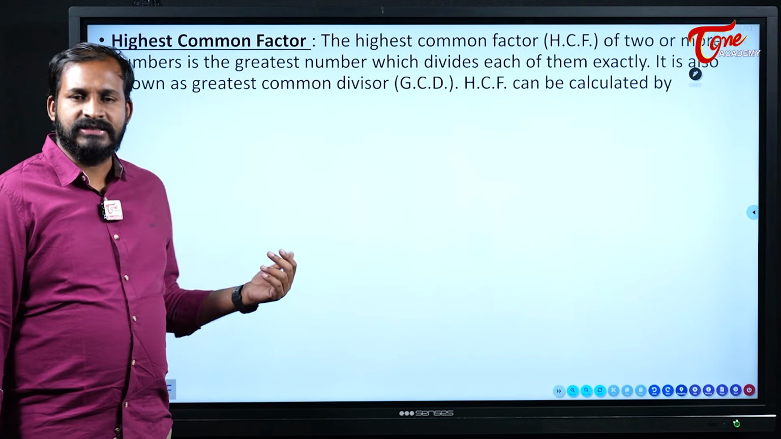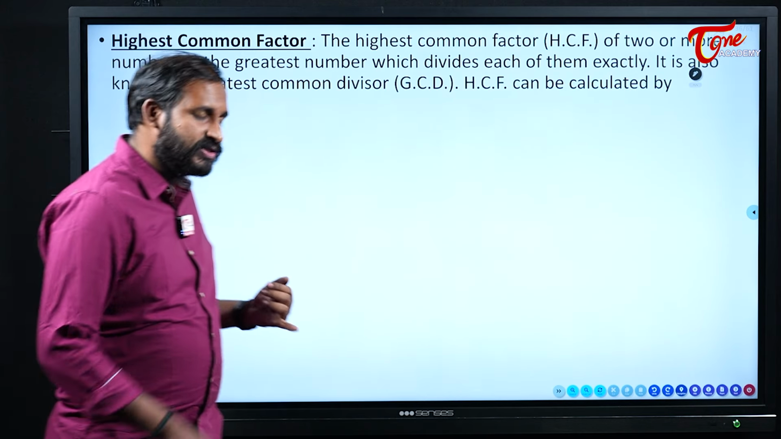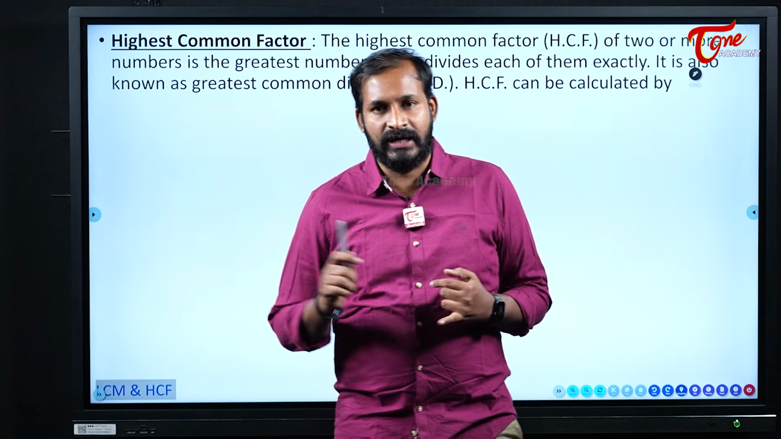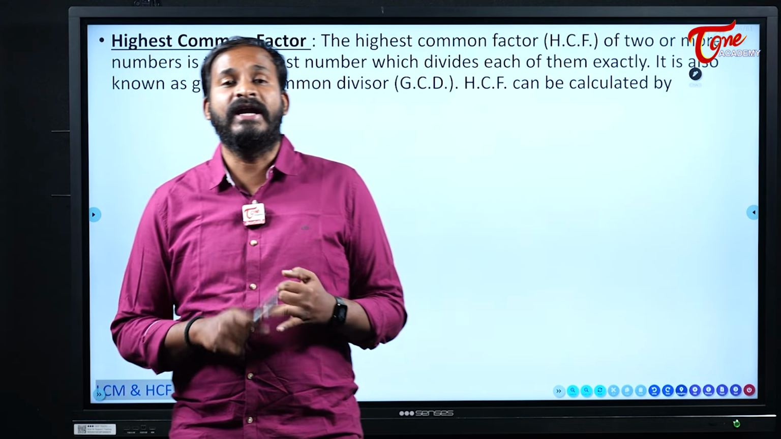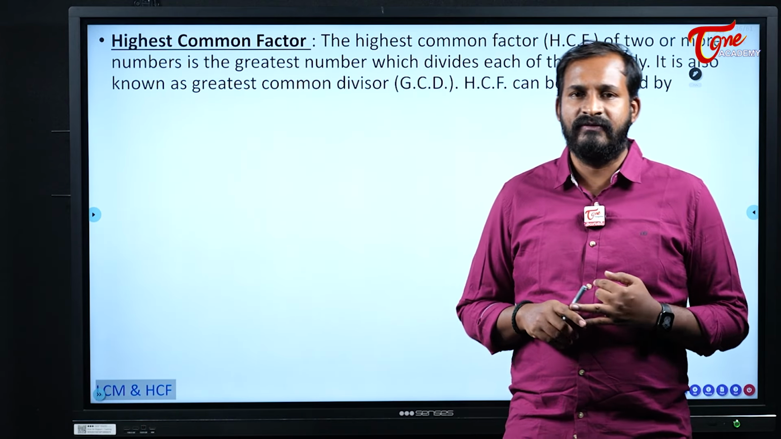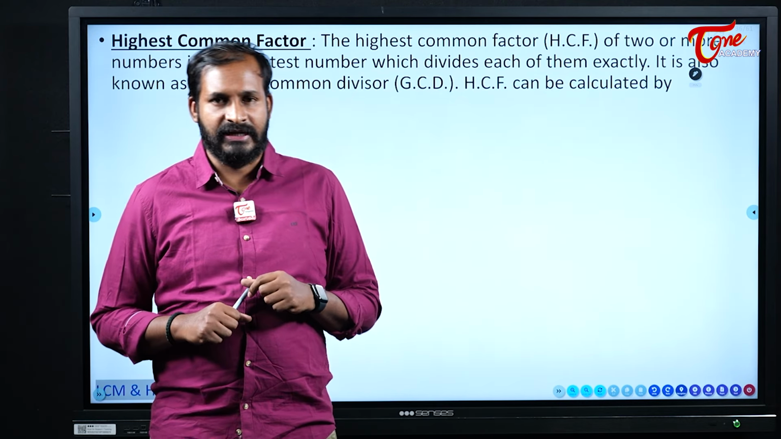Just now we have seen, we will write the factors, the way we have written the multiples, and we will choose the highest one among the given factors. Now see here, as I have already told you, for any number we will have infinite multiples, but we will have a finite number of factors. Finite means we can count them. We can say that this number has this many factors, like that.